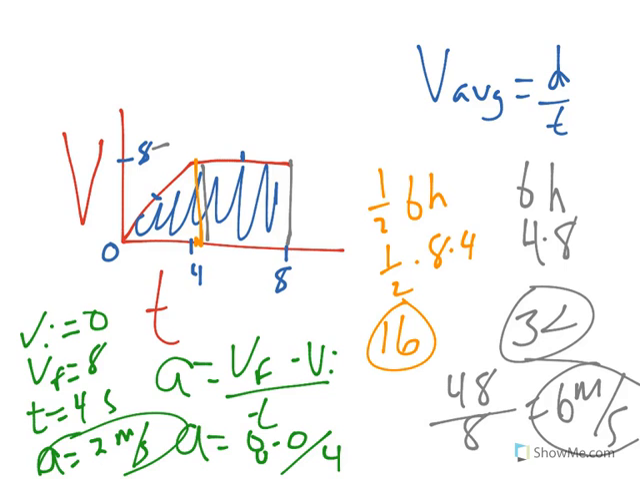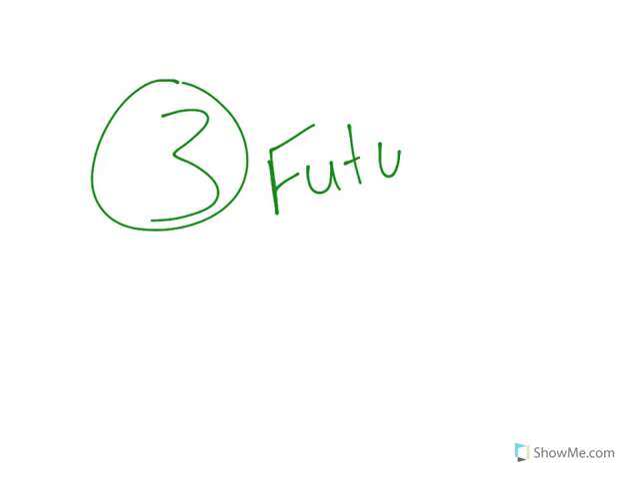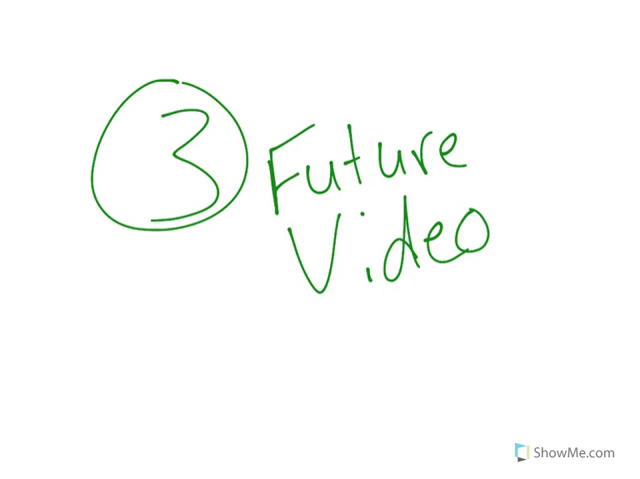Alright, that's number 2. Alright, number 3. I don't have a ruler on me, so I'm going to have to show you number 3 in a future video that I will label. Sorry, I do not have a ruler at the house. So again, that'll come in a future video.